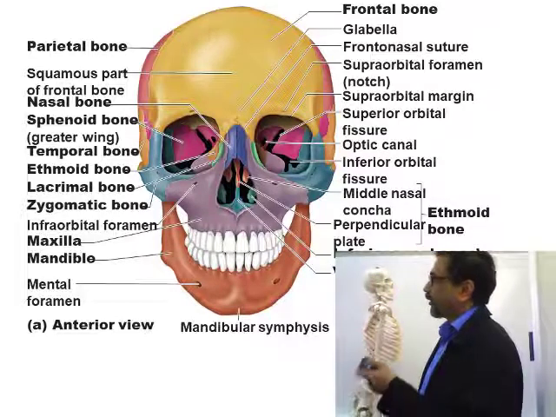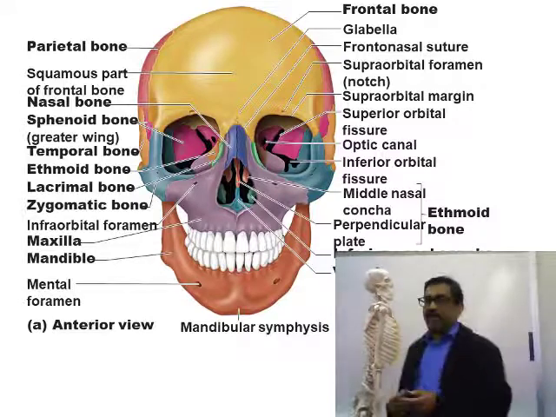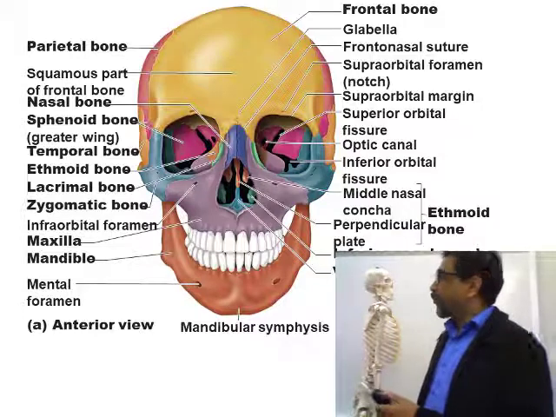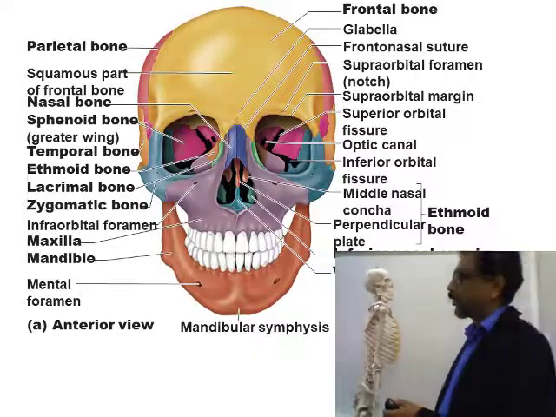So those are the cranial bones. Now the facial bones. Large facial bones are the maxillary bones. There are 2 maxillary bones. They join together to form the maxilla.